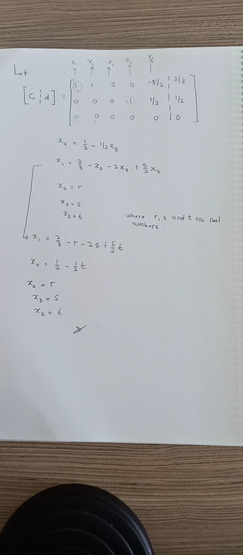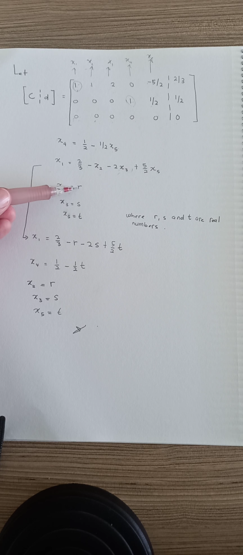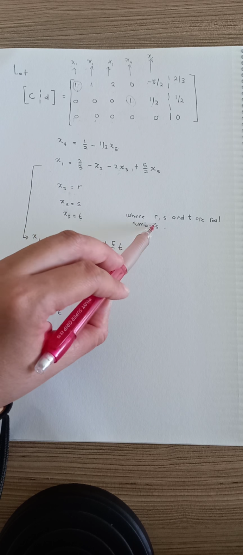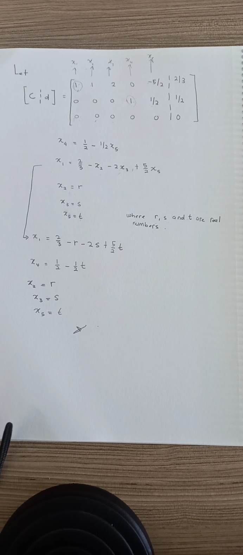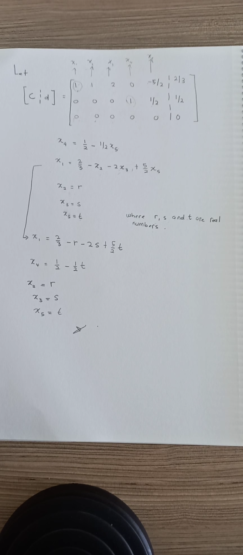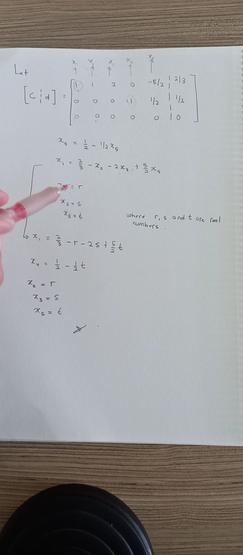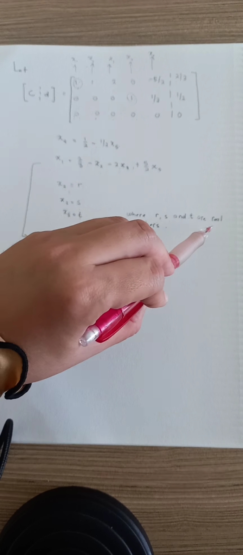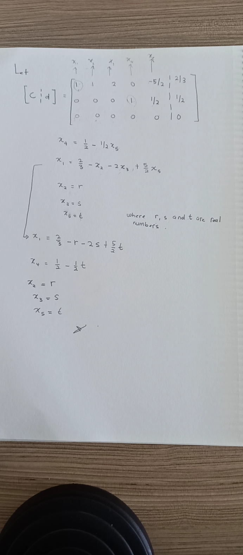So what happens to x2, x3 and x5? Because x2, x3, x5 have no leading one, we just assign any variable. Let's say x2 equals r, x3 equals s, x5 equals t, where r, s and t are real numbers. Real numbers means any number, it can be anything. Because it is in rectangular form, we have to assign any variable, which we define as real numbers.